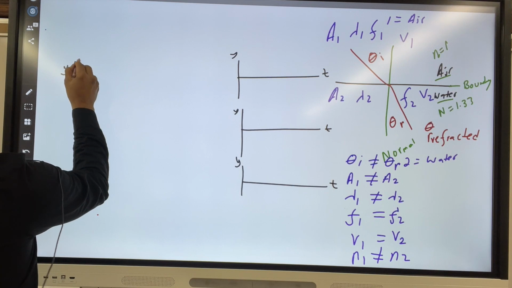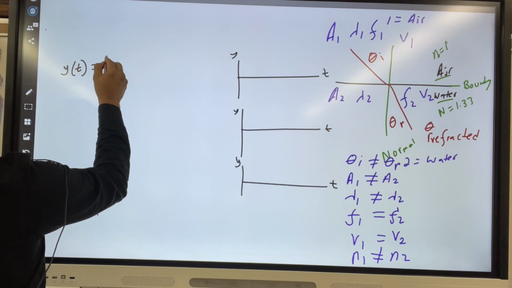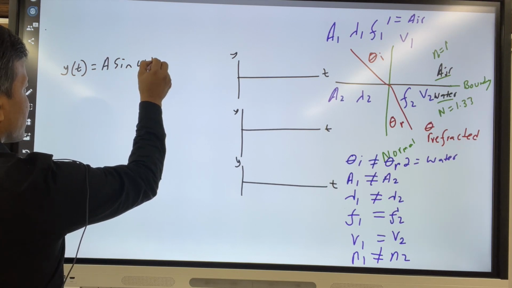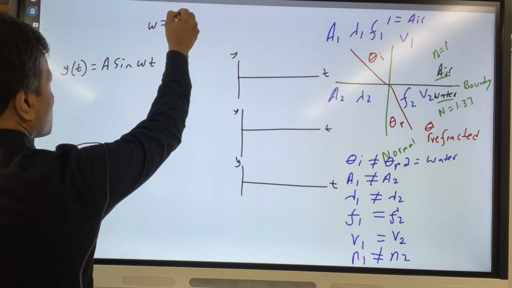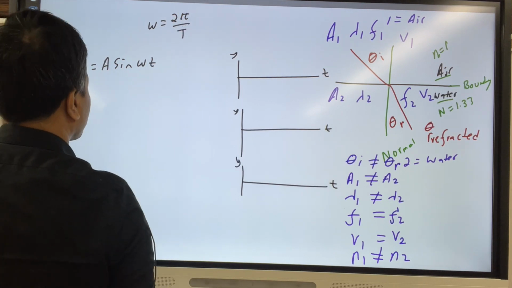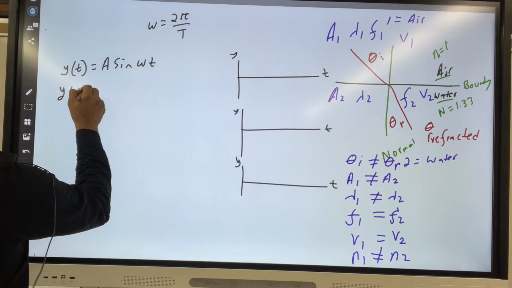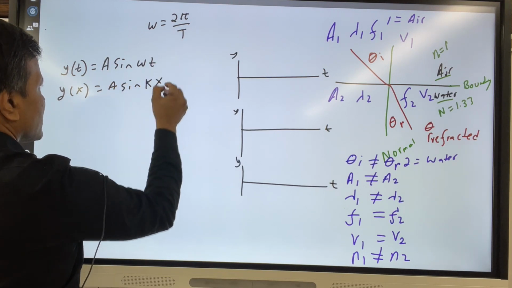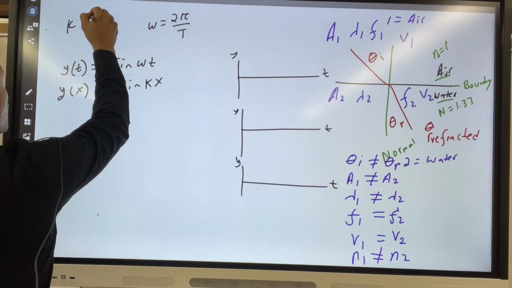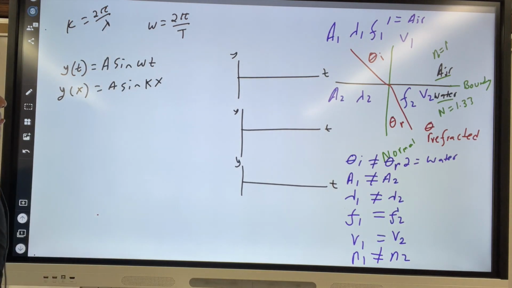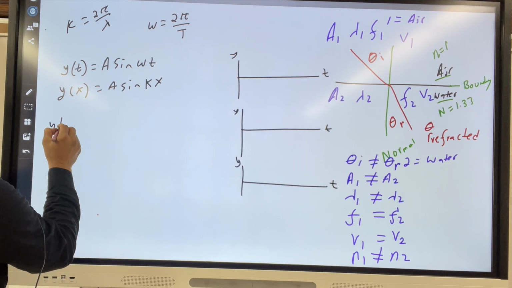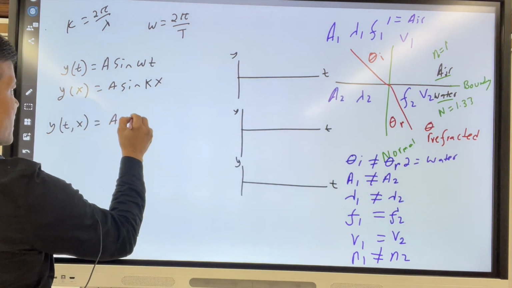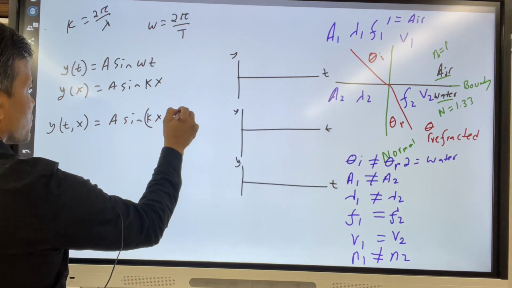y of t is equal to A sine omega t, right? And omega is 2 pi over period, and y of x is equal to A sine kx, right? And k is 2 pi over lambda, right? And then if you put it together, we have no problem putting them together: A sine(kx minus omega t), right?